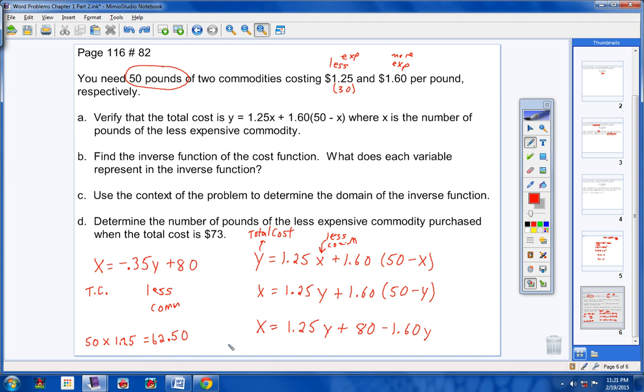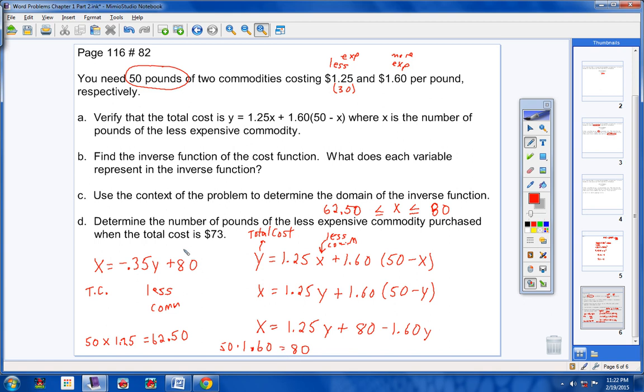Now, if you take the most expensive commodity, $1.60, and multiply that by 50, you're going to get the most that your cost would ever be, and 50 times $1.60 is $80. So, what is the domain of the inverse function? Well, it's this. You've got $62.50 is the smallest your cost could ever be, and the most it could ever be is $80. So put x in the middle. And there's your domain. X has to be greater than or equal to $62.50. It has to be less than or equal to $80. Okay? So, there we go. Alright.